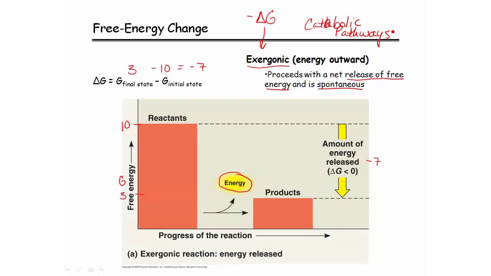As well, if you saw a diagram as we see on this slide, we would want to be able to state that that is an exergonic reaction. And if there were numbers on the y-axis, we would want to be able to come up with a value for our delta G.